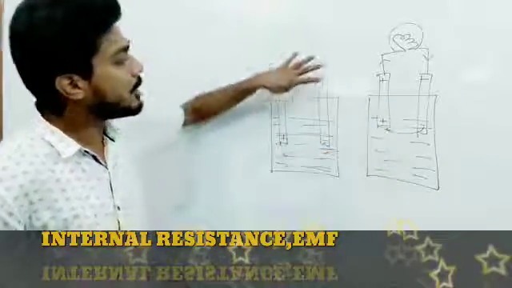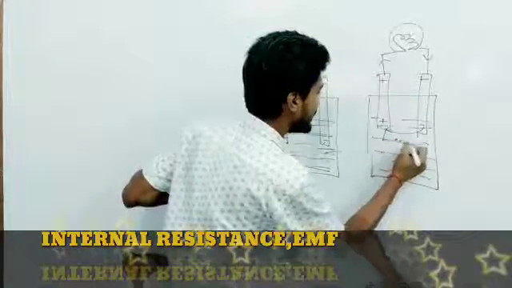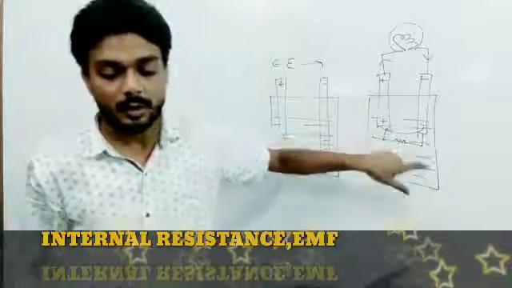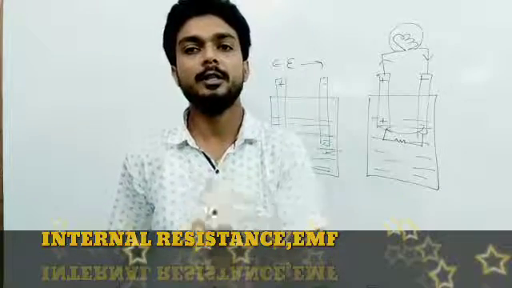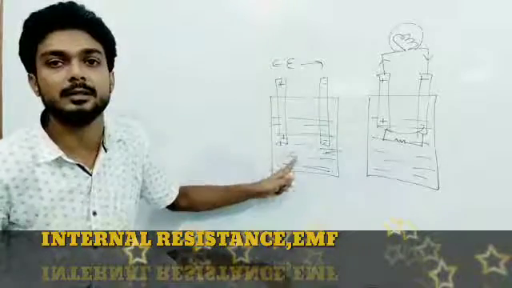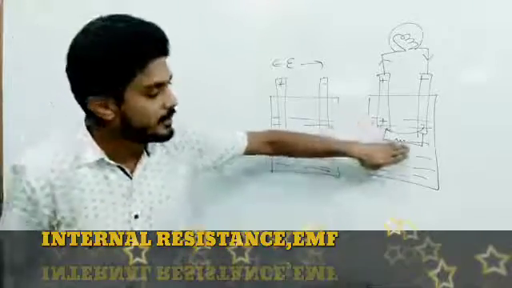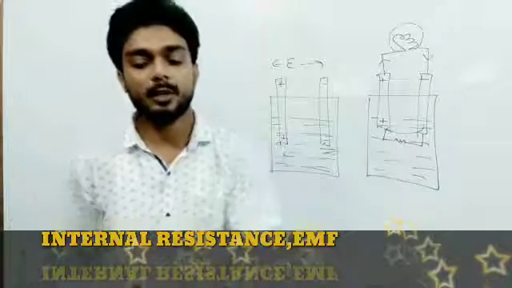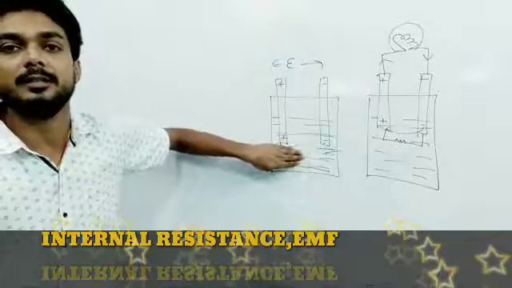When you draw current from the cell, there will be an internal resistance, because internal resistance exists only when you draw current or there is a flow of current. If there is no flow of current, there will be no internal resistance. It means, students, if you draw current, then there will be internal resistance; if you are not drawing any current, then there will be no internal resistance.